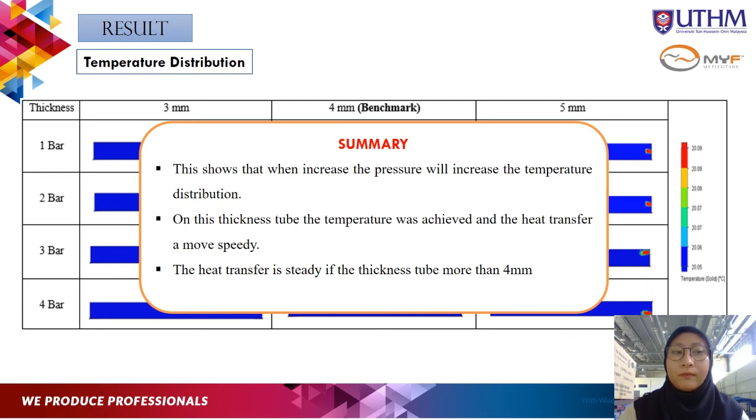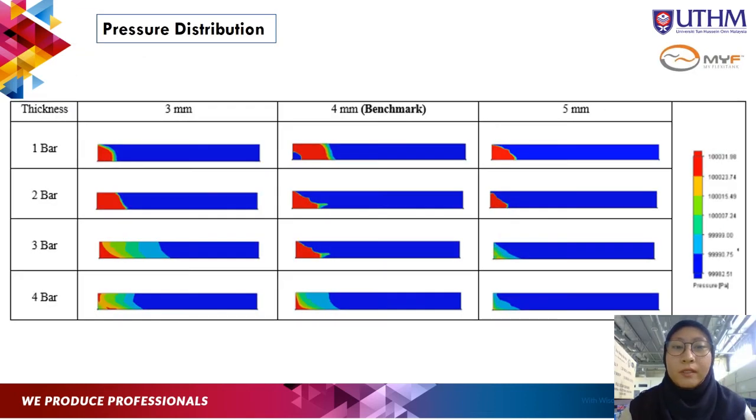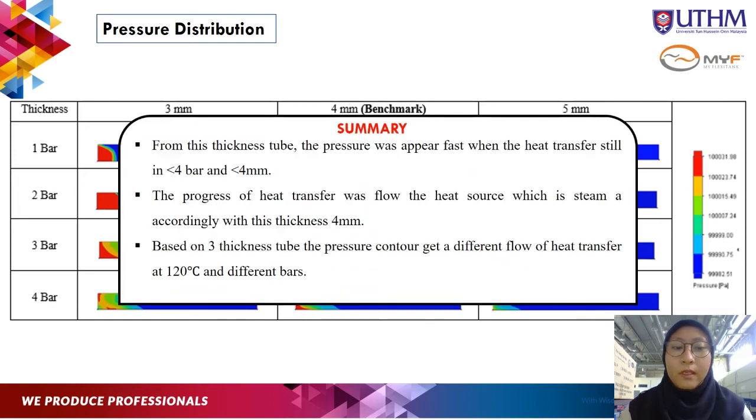Next for the pressure distribution, for the summary, from this thickness tube, the pressure appeared first when the heat transfer was still less than 4 bar and less than 4 mm. So the progress of the heat transfer of the flow of the heat source, which is the steam, accords with this thickness of 4 mm. Based on the table, for the thickness tube, the pressure contour gets a different flow of the heat transfer at 120 degrees Celsius and different bar.